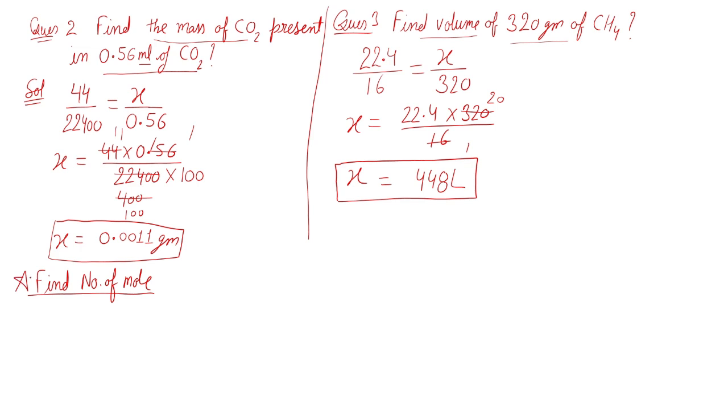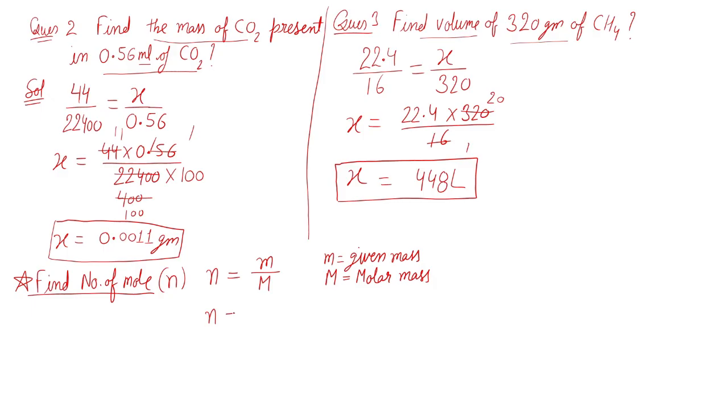Remember that number of moles are denoted by small n, and we have three formulas for them. First, number of moles is small m by capital M. Small m is the given mass of any substance. Capital M is molar mass. Molar mass is the mass of 1 mole of substance represented in gram, that I told you earlier also. Okay.